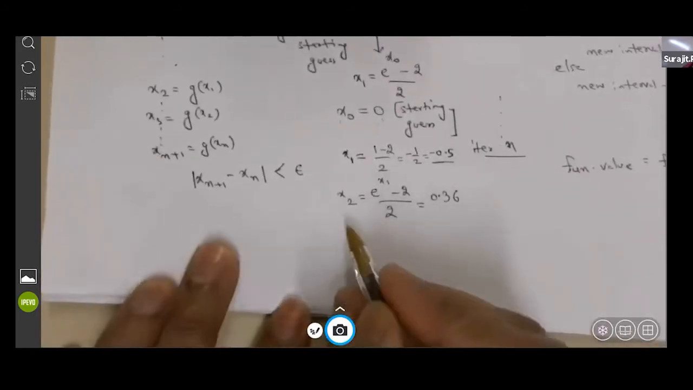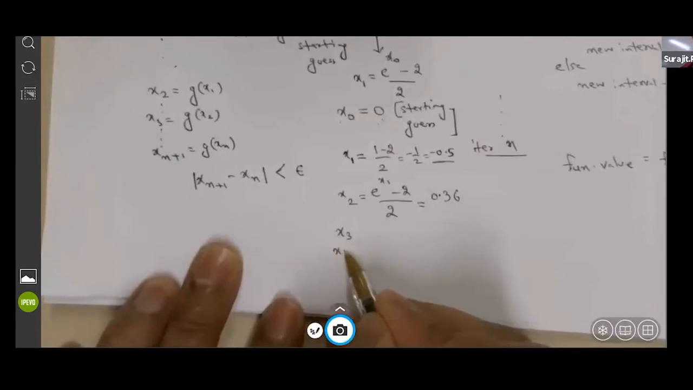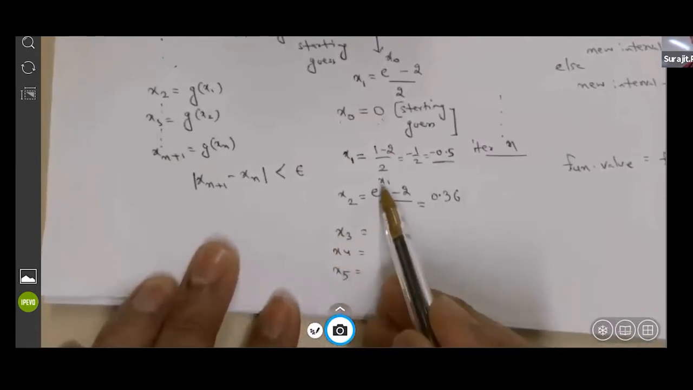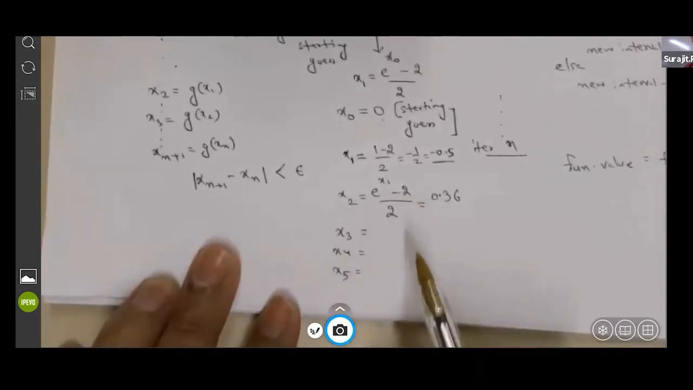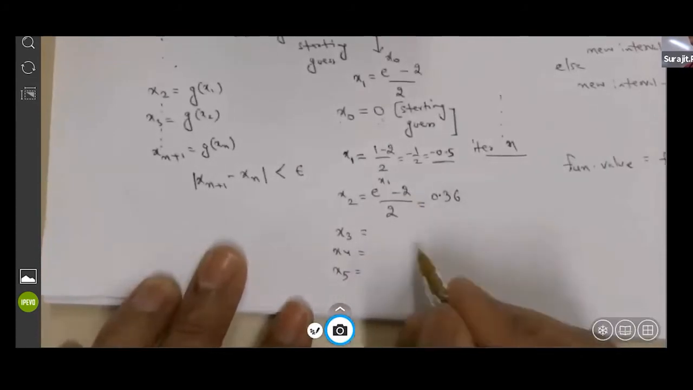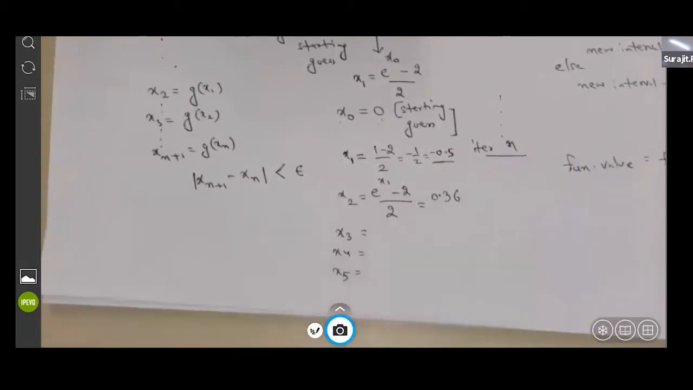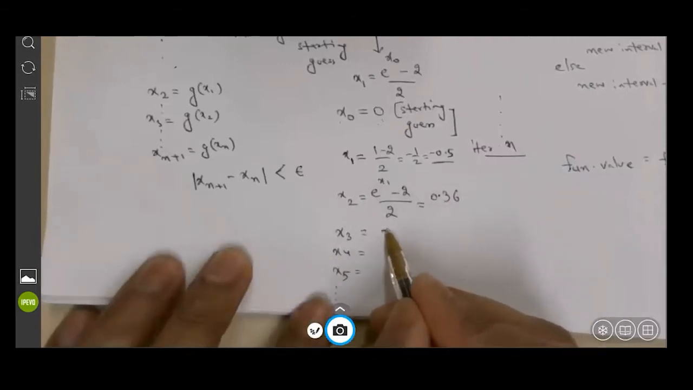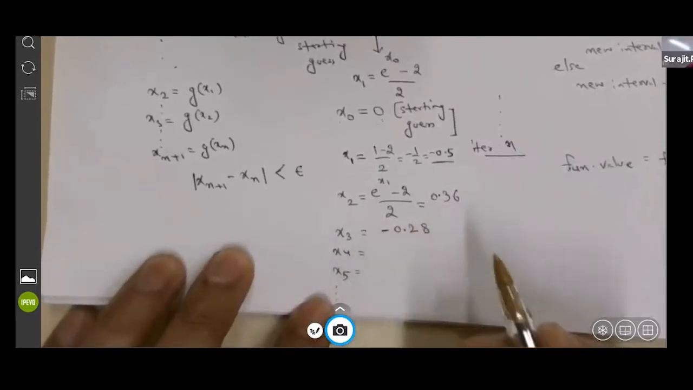Now let's keep on doing it till x5, so x3, x4, x5. Can you find the values of x3, x4, and x5? Where x3 will be e of x2 minus 2 divided by 2, x4 will be e of x3 minus 2 divided by 2, and so on and so forth. Can you guys solve that and let me know what the values would be? Negative 0.28. Okay.